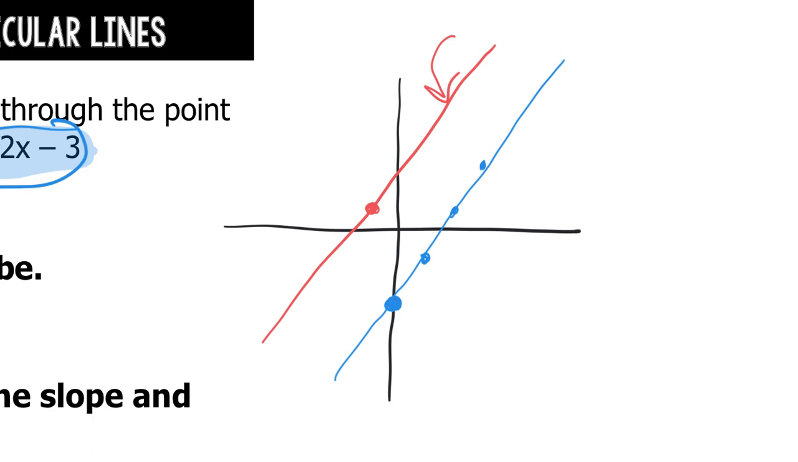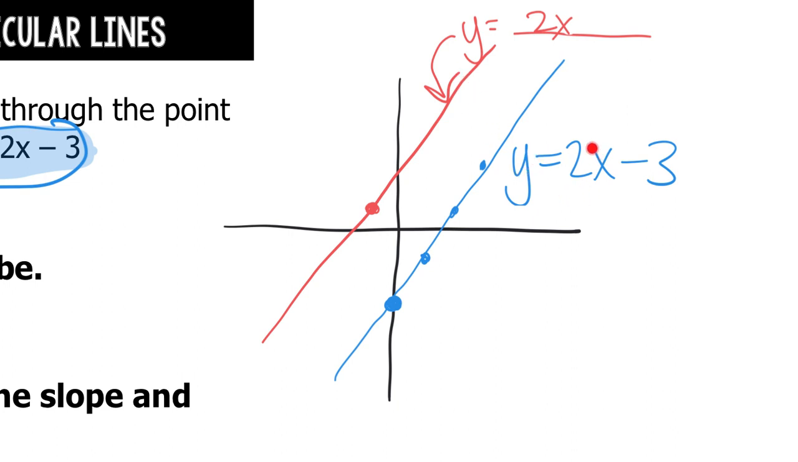We know the equation of the blue line. The blue line was y equals 2x minus 3. We want to know what is the equation of the red line? Y equals what, right? Now we know what the slope should be. We know the slope should be 2. It has to be 2 because in order for the lines to be parallel to each other, they have to have the same slope, right? So what we're trying to figure out is that y-intercept.